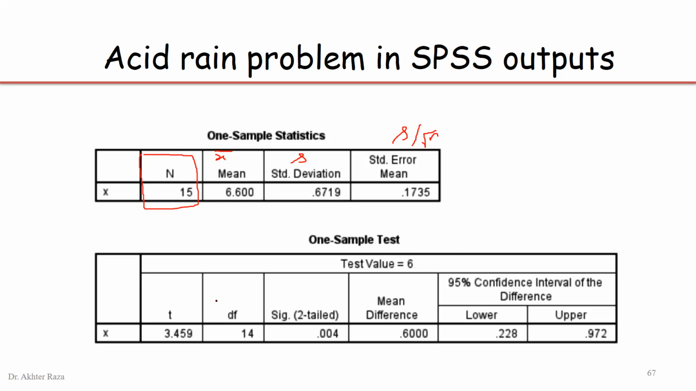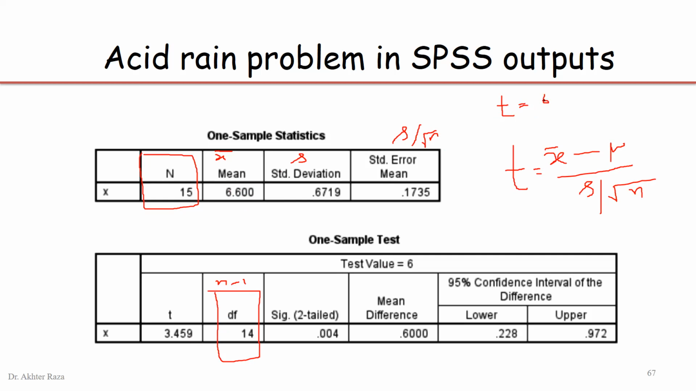Now this is the degrees of freedom, which is n minus 1. The formula is n minus 1. This is the t-score. The t-score formula is x bar minus mu, divided by s upon root n, not sigma upon root n, s upon root n, which is the standard error. So what is x bar? x bar is 6.6.